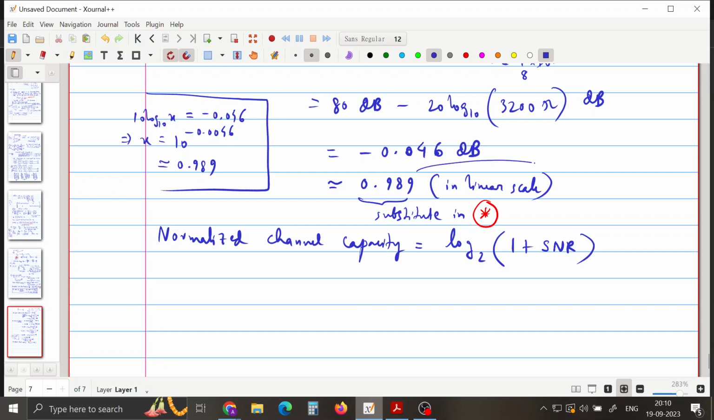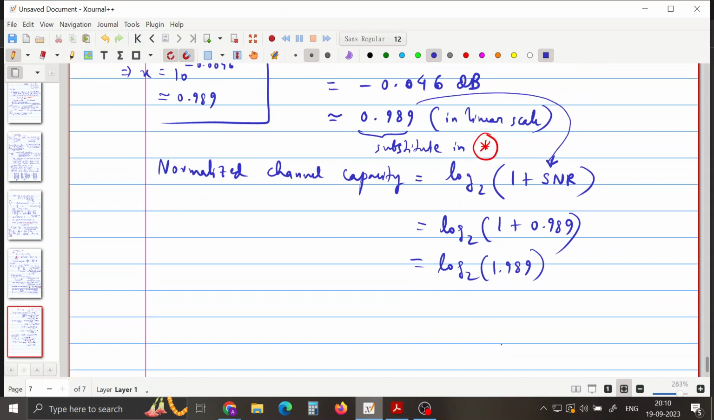So substituting this here, that is log base 2 of 1 plus 0.989, that is log base 2 of 1.989, and remember this is log base 2. Base 2 means binary, so your unit will be bits per second, right? That's the capacity.